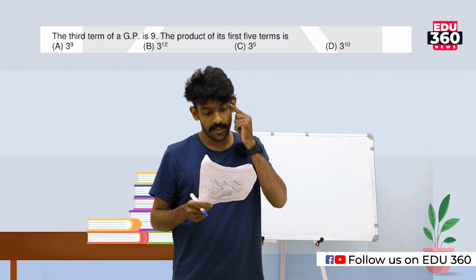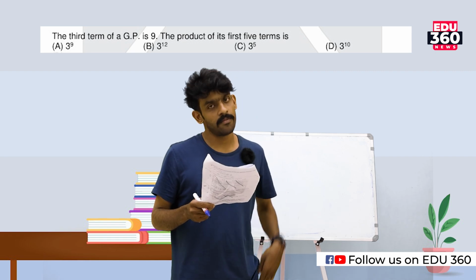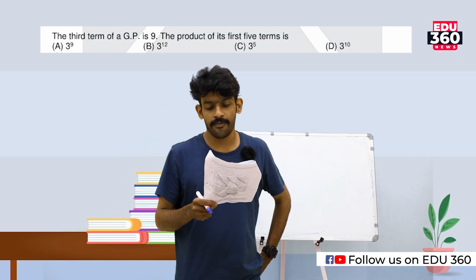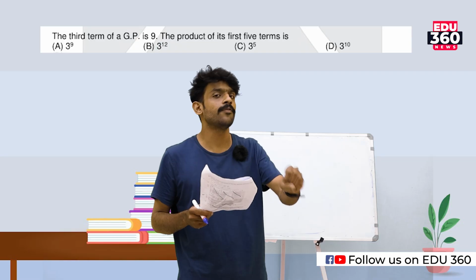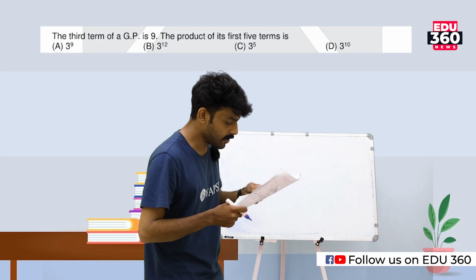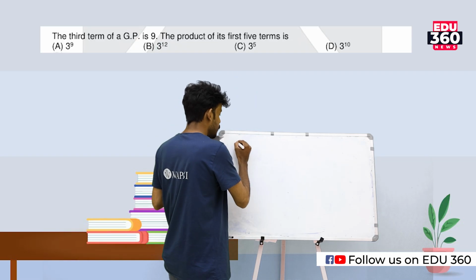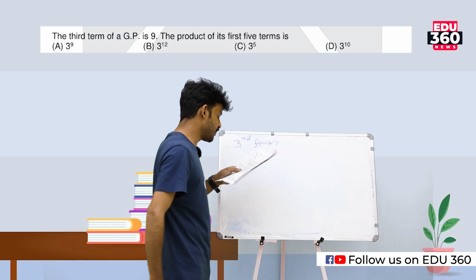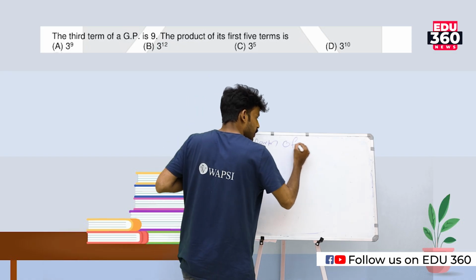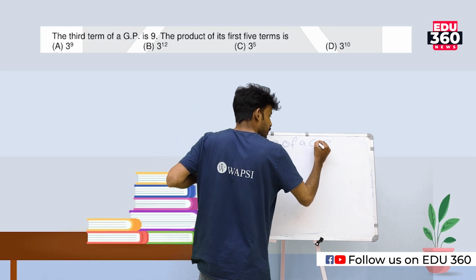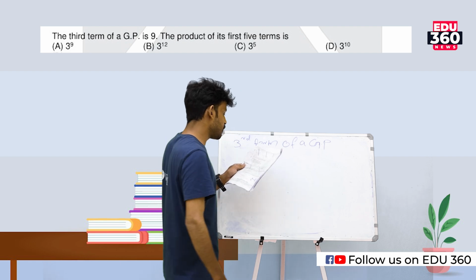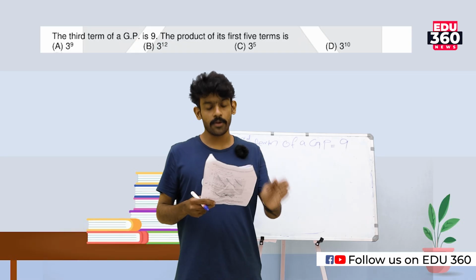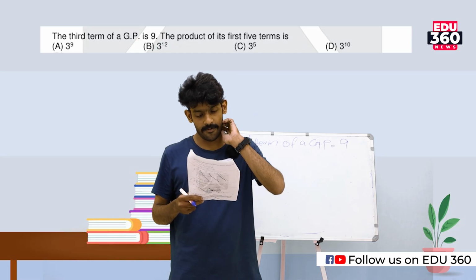The next question is: the third term of a GP is 9, and we need to find the product of its first 5 terms. So first of all, the third term of a GP is given as 9, and we need to find the product of the first 5 terms.